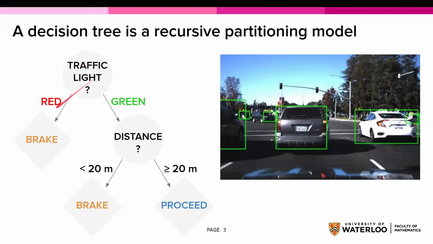If the traffic light is red, the decision is automatically to brake, regardless of any other factors. And if it's green, the model then considers more nuanced information, like the distance to the vehicle ahead, to decide whether to proceed or brake. So we're doing this step-by-step partitioning process to learn a simple yet really powerful set of rules for safe driving behavior.